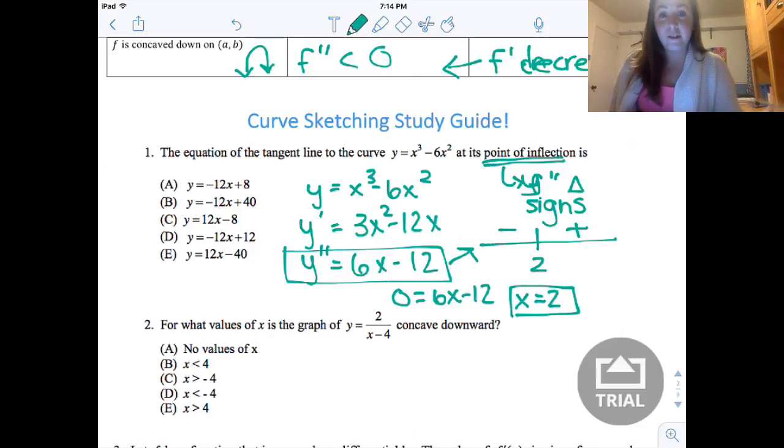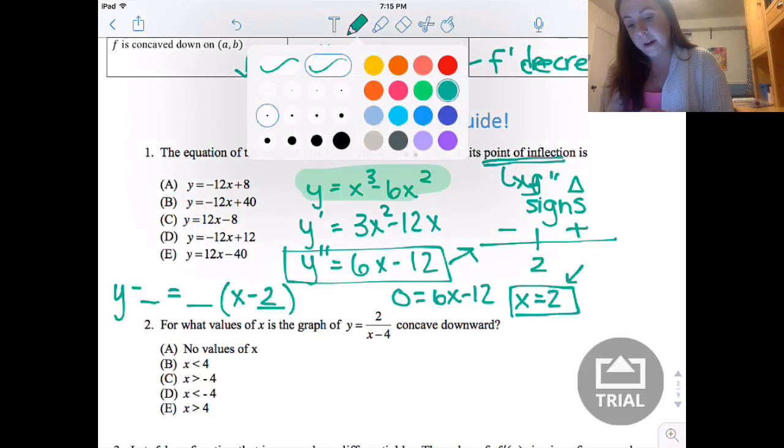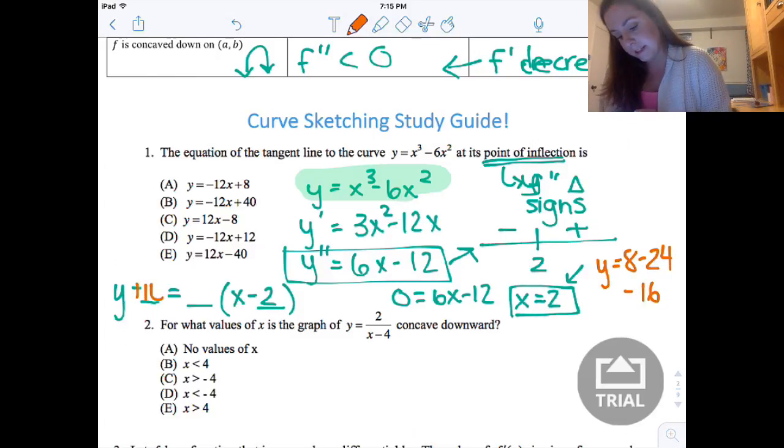Now, actually finding the tangent line, well, this is going to be my x-coordinate. I need a point there and a slope there. So I'm going to do y minus blank equals m times x minus blank. I know my x value is 2. If I plug in 2 for y, so into my original function, I would wind up with, let me change colors here, y equals 8 minus 6 times 4, 24. So that's negative 16. So this is going to be plus 16.